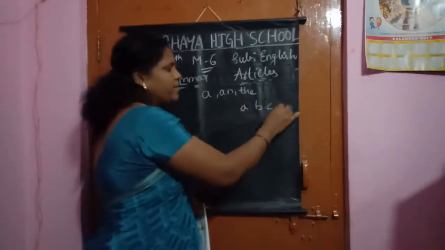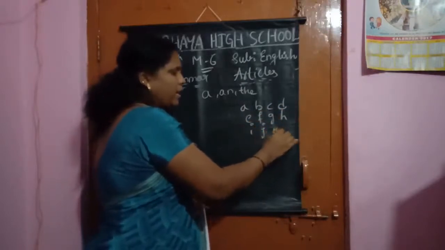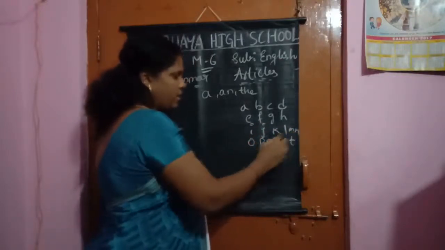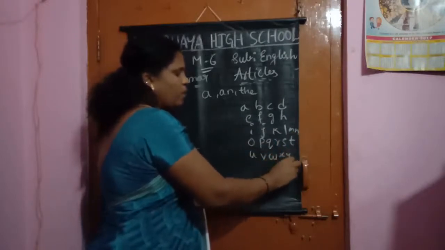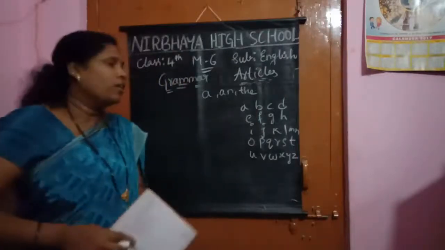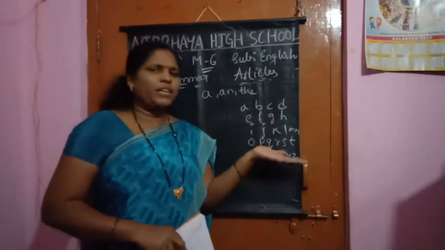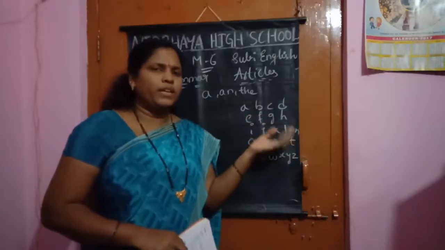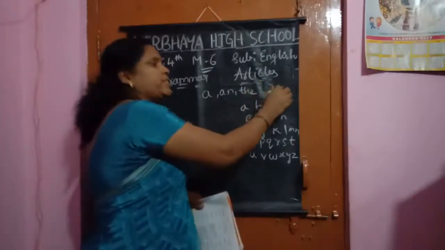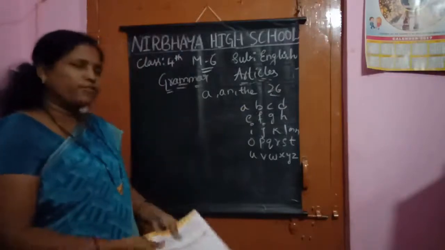A, B, C, D, E, F, G, H, I, J, K, L, M, N, O, P, Q, R, S, T, U, V, W, X, Y, Z. Ma'am, we know A to Z. Yes, you know A to Z, that I know also. Now see, how many letters are there in A to Z? What are the English letters? A to Z are the English letters, yes? How many, children? 26 letters. And in the 26 letters, I am rounding off some letters.